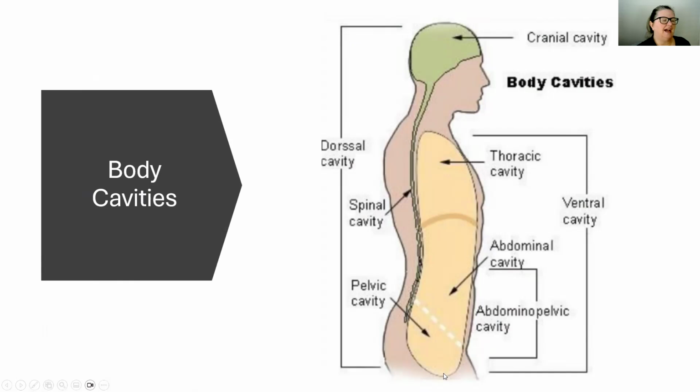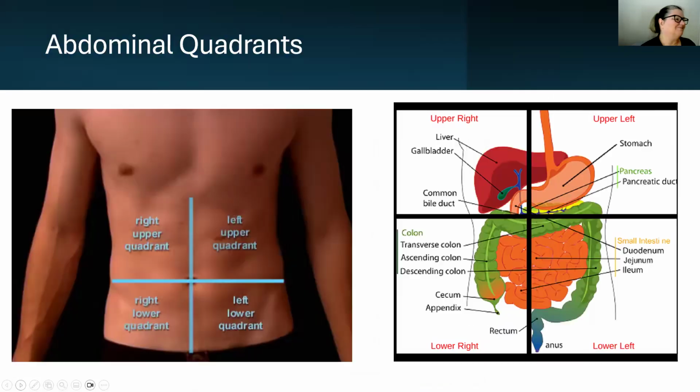Dorsal cavity houses the spinal cavity and the cranial cavity. Thoracic cavity is the thoracic cavity. Abdominal cavity is the abdominal cavity. Pelvic cavity is the pelvic cavity. Put the pelvic and abdominal cavity together and you have the abdominopelvic cavity. Put the thoracic and abdominopelvic together and you have the ventral cavity. You can always back the video up if you didn't get that the first time. It's crazy, I know. All right.